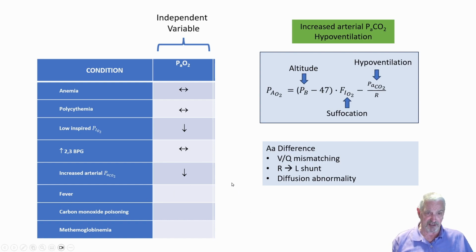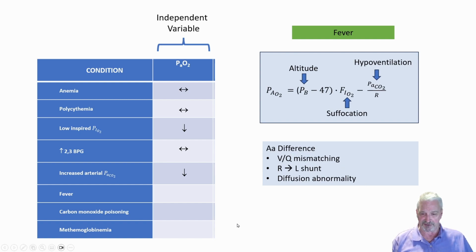Fever. Again, fever is going to shift the curve to the right, but it's not going to affect altitude, suffocation, hypoventilation, VQ mismatching, right to left shunt, or diffusion abnormality. And so what happens to P little AO2 is virtually nothing.